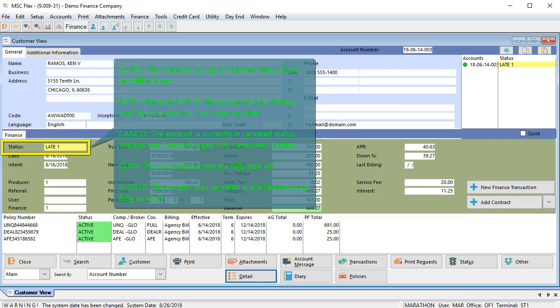If an account is active, the balances are up to date and the policies are still in force. Accounts that are late are past their due date. Notices and late charges may have been applied. Canceled accounts are accounts that are past their due date and notices of cancellation have been sent. Accounts in zero status have a zero balance and are fully paid off. Accounts that are closed were in canceled status and the balances are now fully paid off.